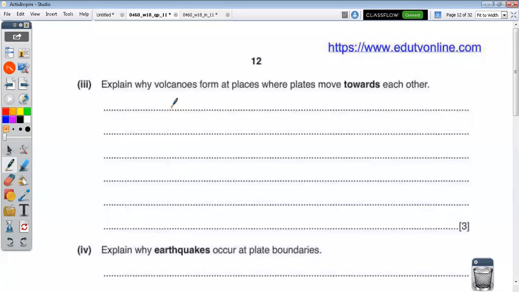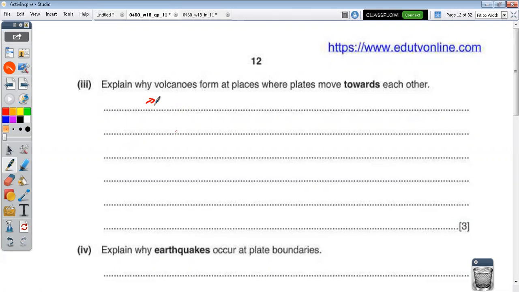Away is easy. What about towards each other? What happens when plates move towards each other, which will result in the formation of a volcano, if to put it that way? Pushes the dirt and the rock upwards. Not really. So what happens is that we've got two plates that are moving towards each other. What happens to one of the plates? One of the plates will collide with the other. Yeah, but when it will move up, one moves up, one moves down.